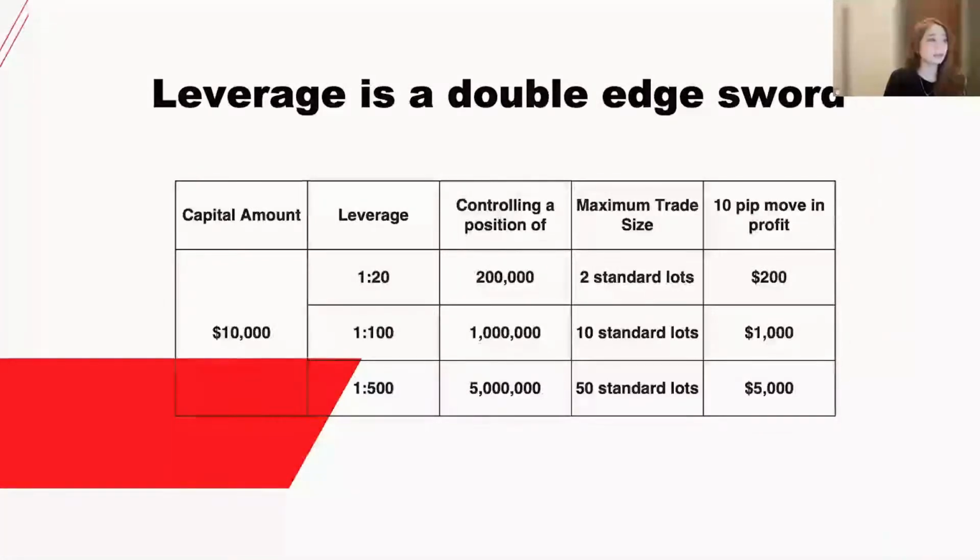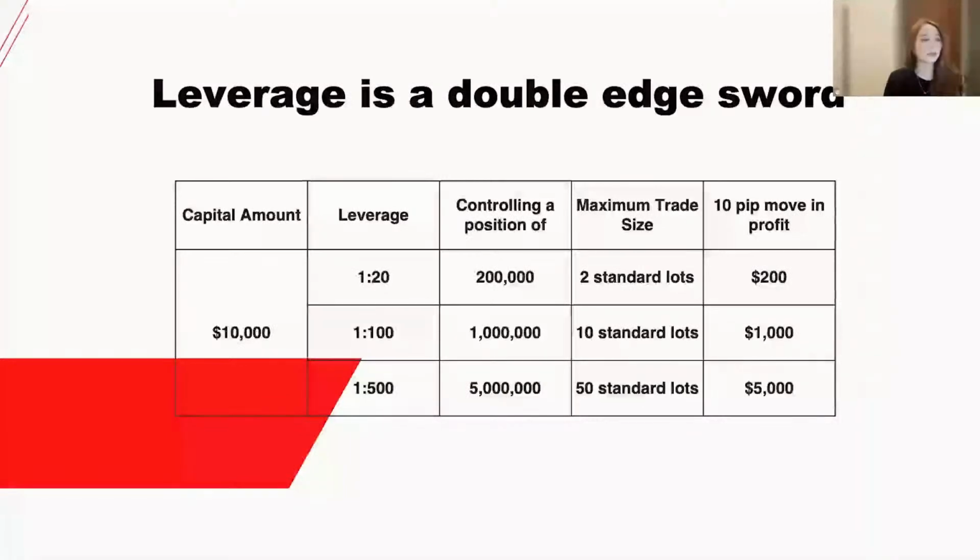For example, right now you are looking at a capital amount of $10,000. Let's look at the first leverage ratio of 1:20. You're able to control a position of 200,000, which will allow you to have a maximum trade size of 2 standard lots. And every 10 pip move, you'll profit $200 in your capital.